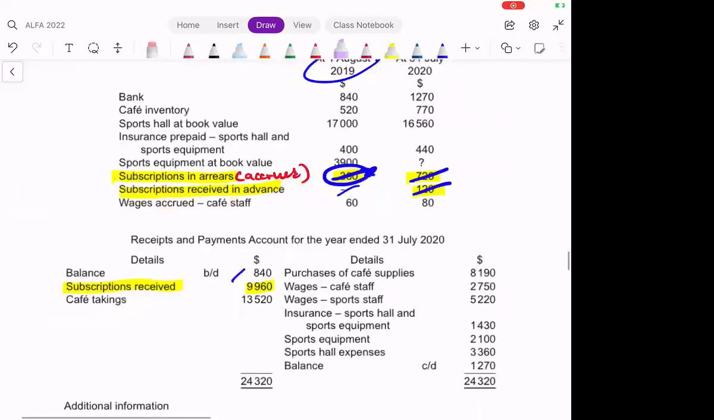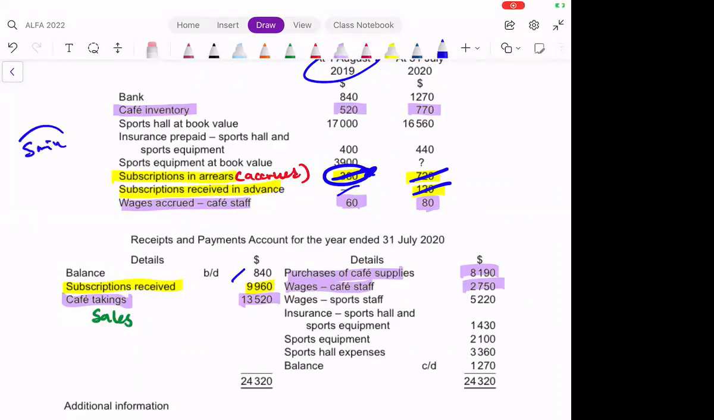So I'm going to highlight all the information related to the cafe. You will do it yourself. Cafe inventory, opening, closing. Cafe takings, you remember, right? Takings means sales. Cafe wages. Cafe purchase supplies. And cafe wages accrued. That's it. Okay, this one I give you 5 minutes because there are extra wages. Wages you need to accrue.